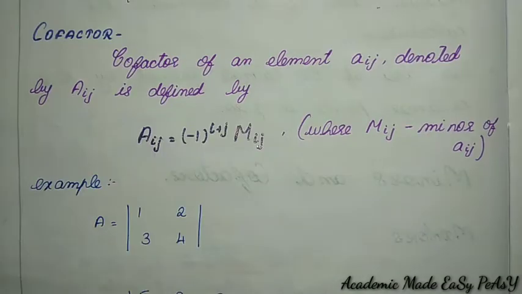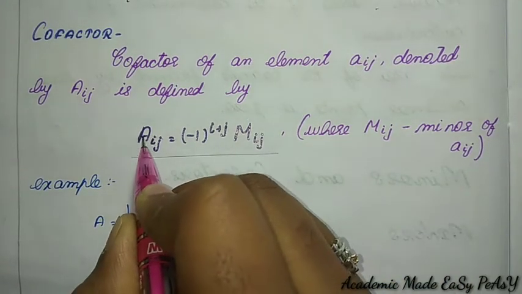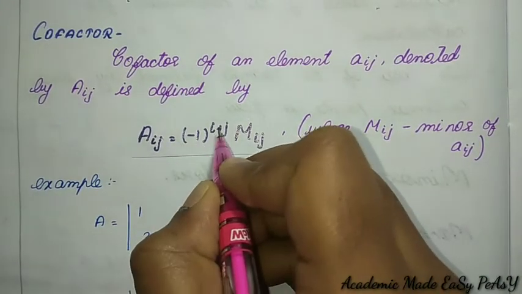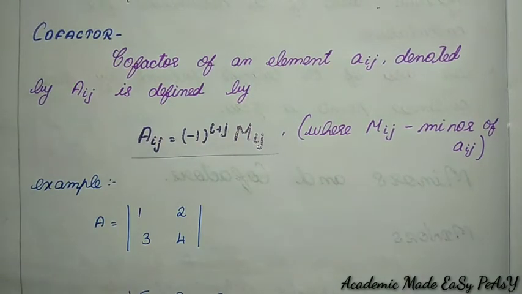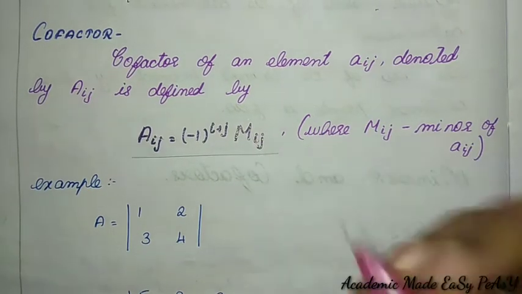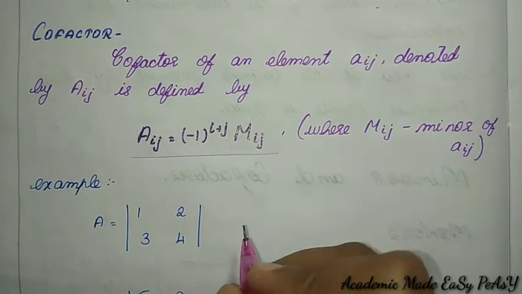Fine. So now let's learn about cofactors. Cofactors is very, very simple if you have clearly understood what minors are. Okay. So cofactor is represented as Aij is equal to minus 1 to the power i plus j, where i plus j is the position, okay, ith row and jth column, into the minor of that position. Okay, so now let's see an example to make you all clear.